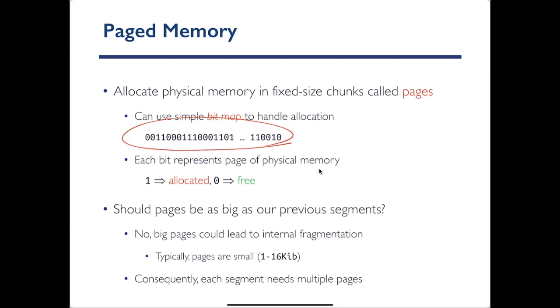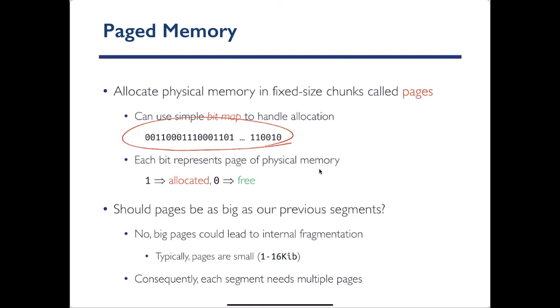Now you can compare this with the previous method where we didn't have pages and each segment could have different sizes. Then, knowing which bytes of memory are allocated and which bytes are not allocated would be significantly more complicated. You have different ranges of bytes that are allocated and not allocated. So an immediate benefit from having pages is just management becomes very easy.